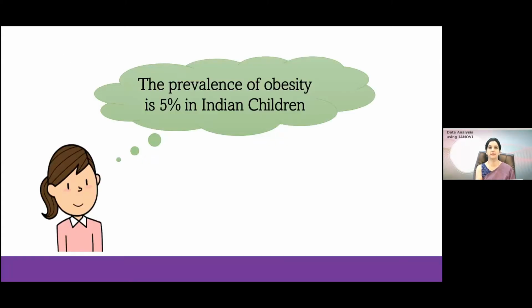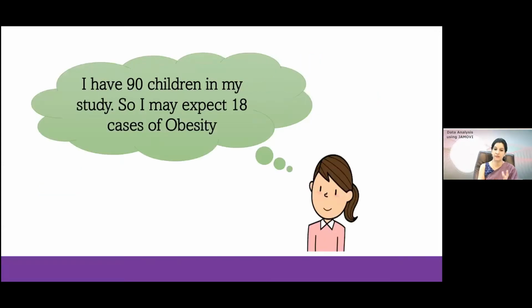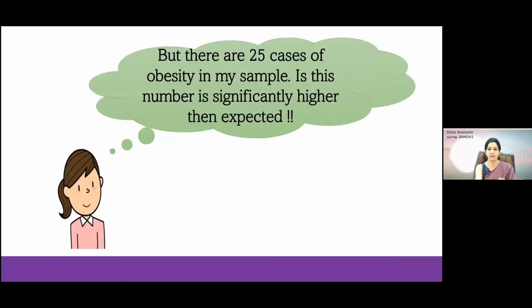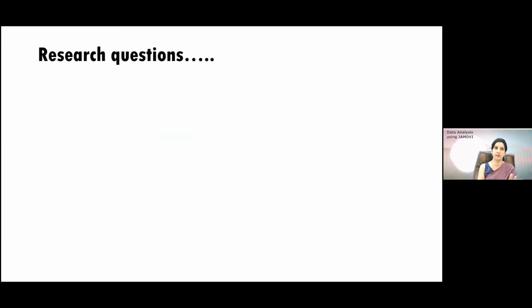For example, if I did a study and I want to compare it with the overall Indian scenario. In India, I know that there are 5% children who are obese. In my study, if I have 90 children, I may expect 18 cases of obesity because it is 5%. But there are 25 cases of obesity in my sample. Is this number significantly higher than the expected or not?